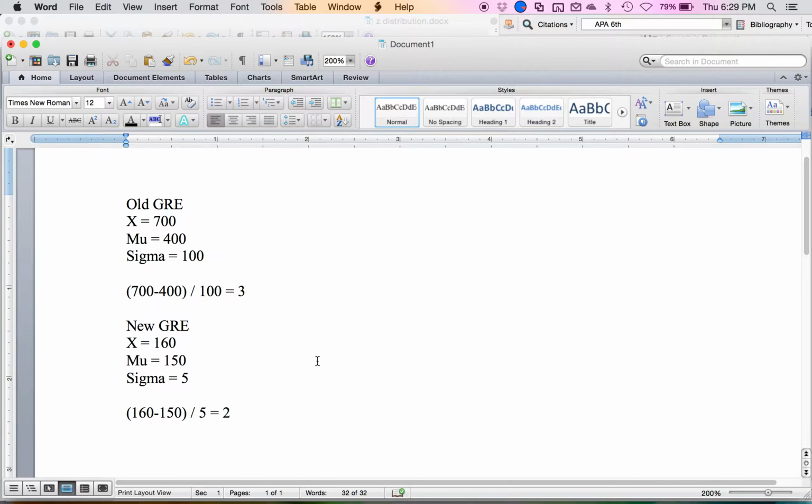And so converting to z-scores is just a bunch of plugging and chugging. And the worst trouble that people have is that they get x and mu backwards. So make sure you always put the person's score first and the population score second.